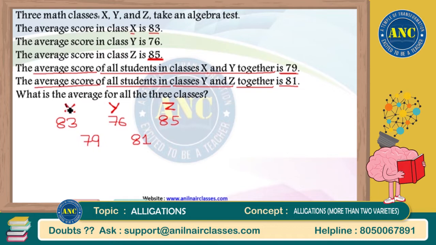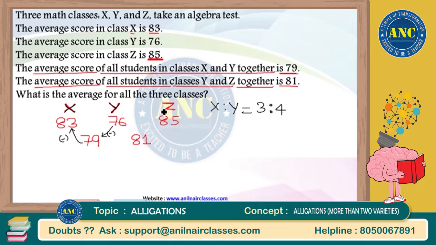Now, if I take X and Y, if I alligate, I will get X by Y ratio or X is to Y. 76 minus 79 is minus 3. I will just write it as 3. 79 minus 83 is minus 4. Minus 3 by minus 4 is 3 is to 4.